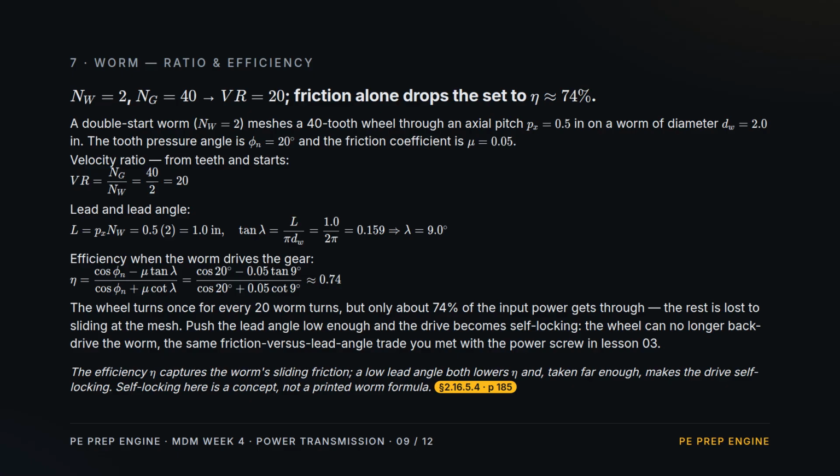So the wheel turns once for every 20 worm turns, but roughly a quarter of the power is lost to sliding. Drop the lead angle far enough and the drive self-locks. The wheel can no longer backdrive the worm. The same friction versus lead angle trade you saw with the power screw in Lesson 3.